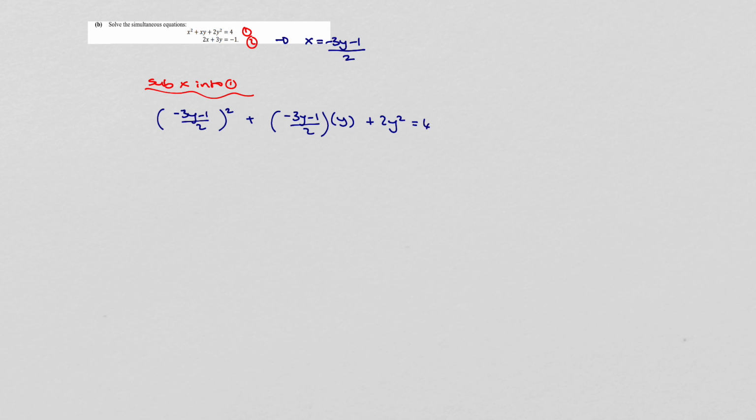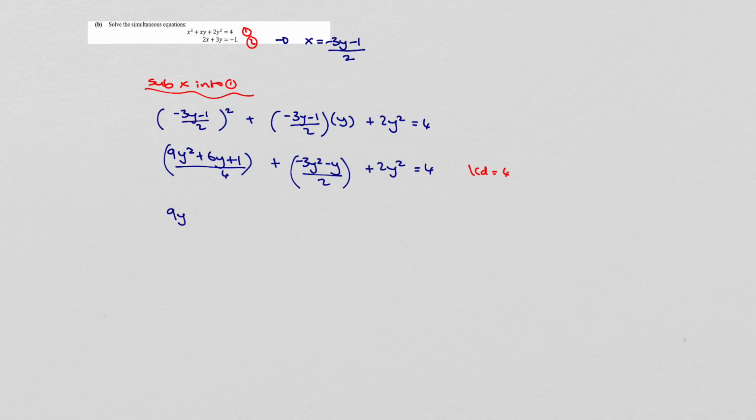So by squaring out the first bracket there, I get 9y squared plus 6y plus 1 over 4. So that's minus 3y minus 1 times minus 3y minus 1. And then if I multiply out the second bracket there, I get minus 3y squared minus y all over 2 plus 2y squared equals 4. And then I want to eliminate my fractions there. So my lowest common denominator is 4. So I'm going to multiply everything across there by 4 to get rid of the fractions.